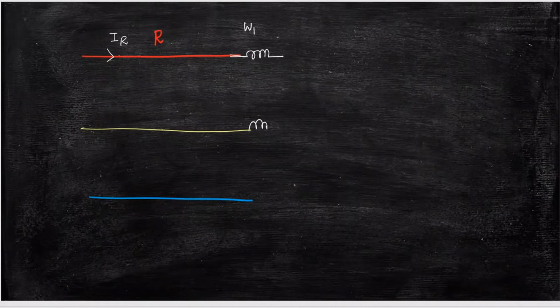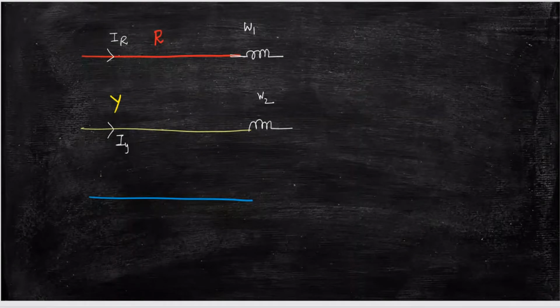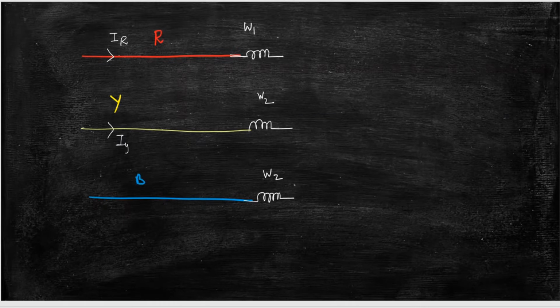Similarly, you connect the current coil of W2 to the Y phase, and this will read IY. If I have one more wattmeter, W3, I connect it in the B phase, and this will read IB. Now suppose this is the load which you are going to supply. Current will come from this R phase and go into this load.